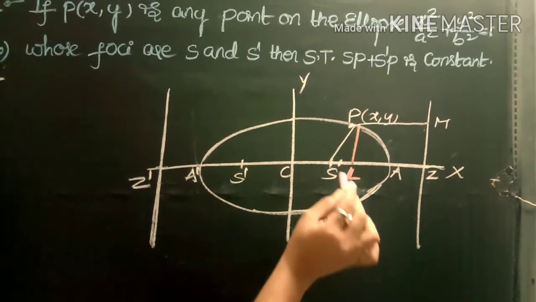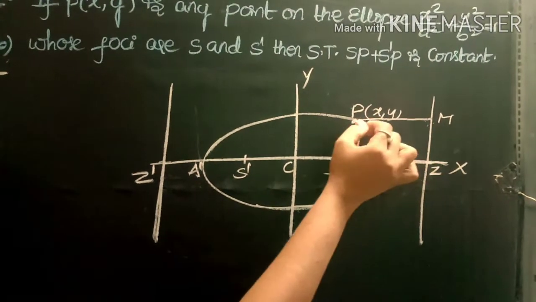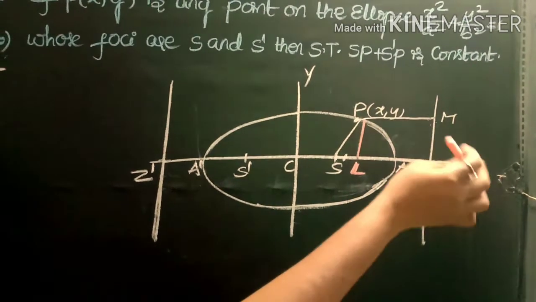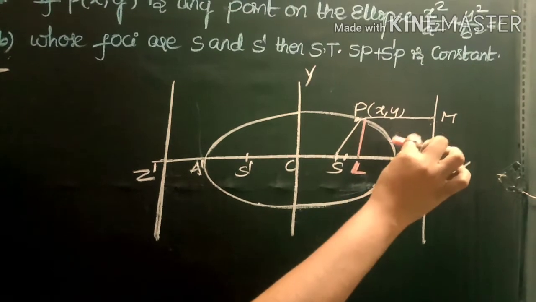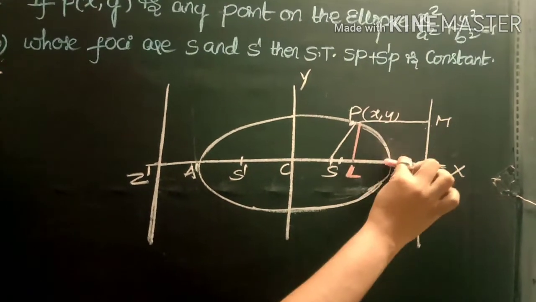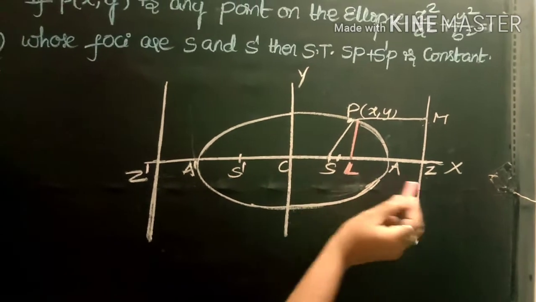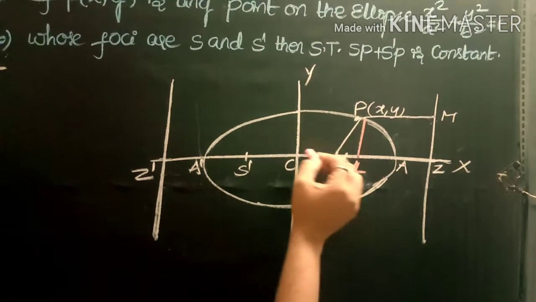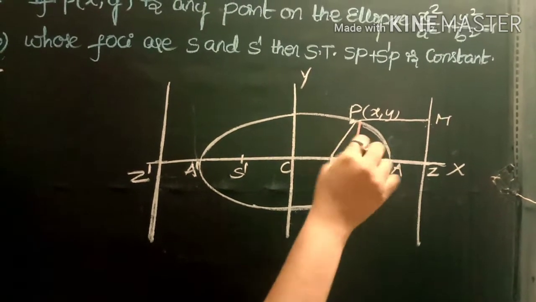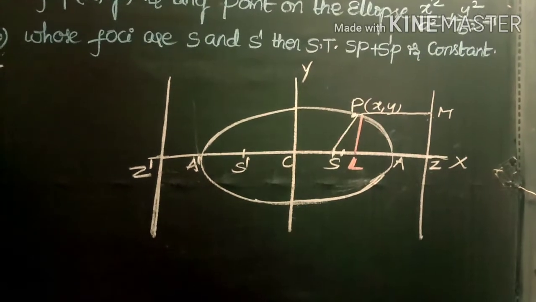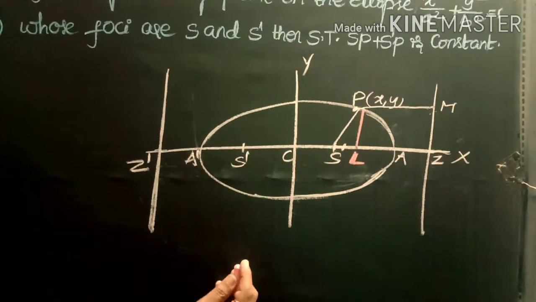So clearly here we have that SP by PM is equals to e, that is the definition of the ellipse. And what is PM value? PM is equals to LZ, since these two lines are parallel, and in place of LZ we take the value CZ minus CL. By using that value we can find the value of SP. Similarly we find the value of S dash P.